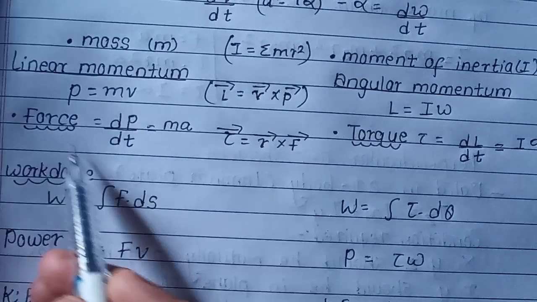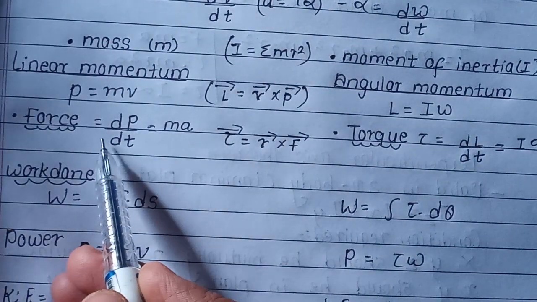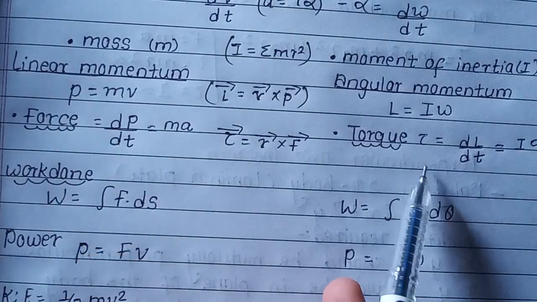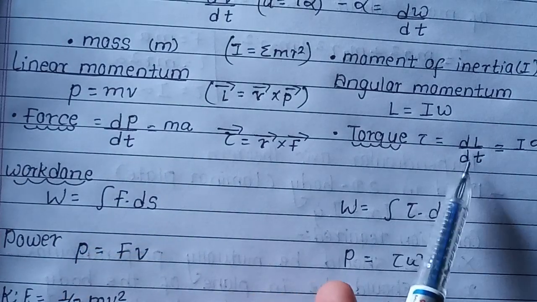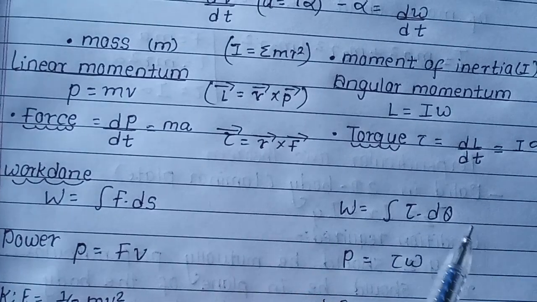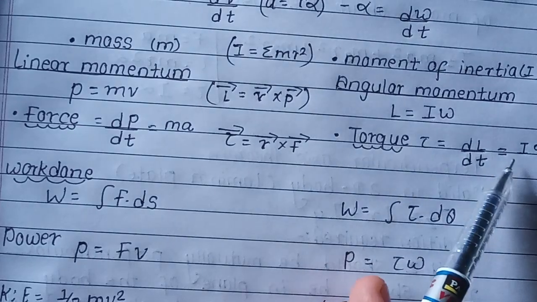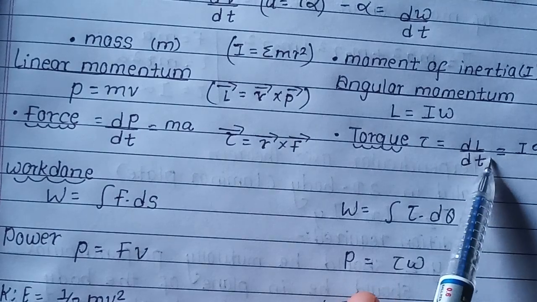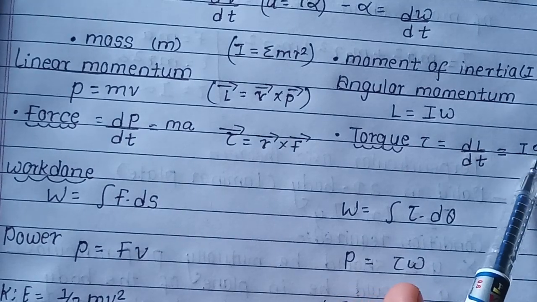And force is the rate of change of linear momentum, dp upon dt. Here the rate of change of angular momentum is torque, dL upon dt, and torque is given by I, known as dL upon dt, I omega, I, and here alpha.